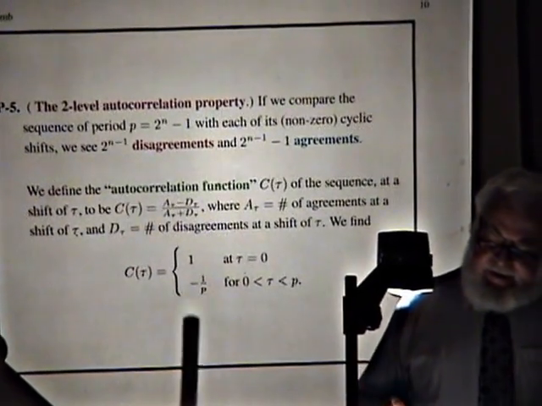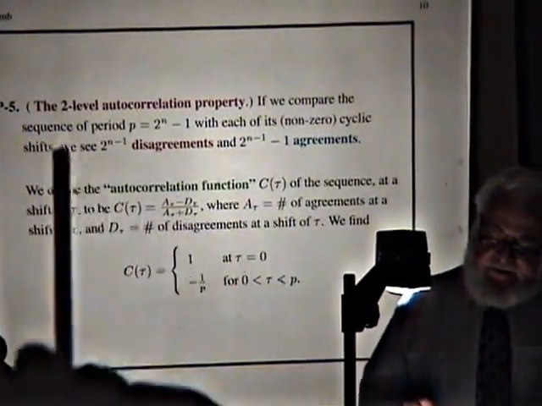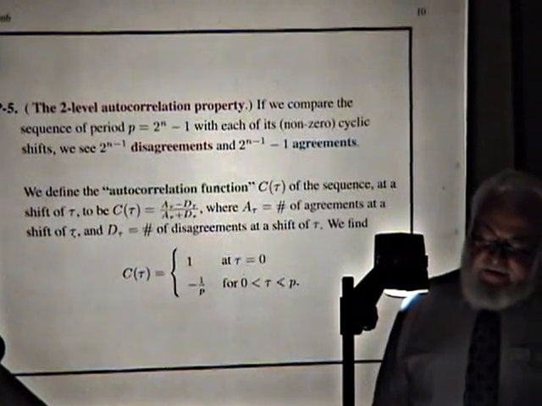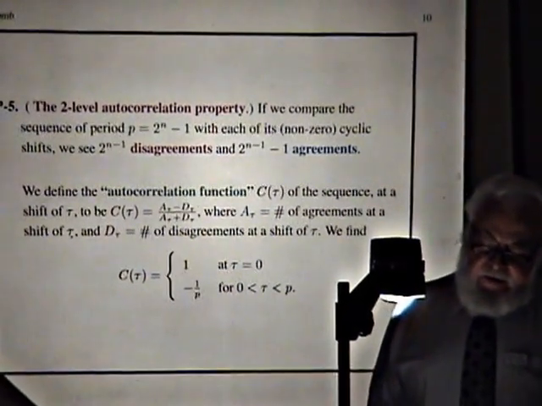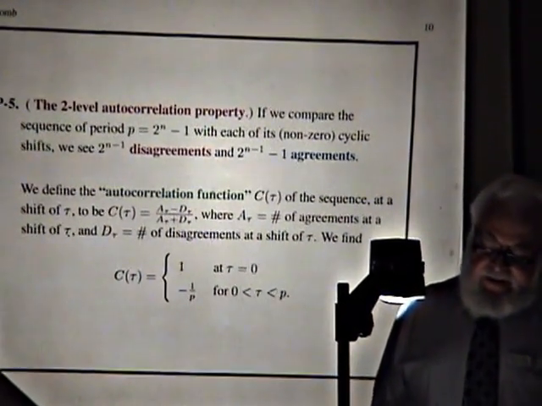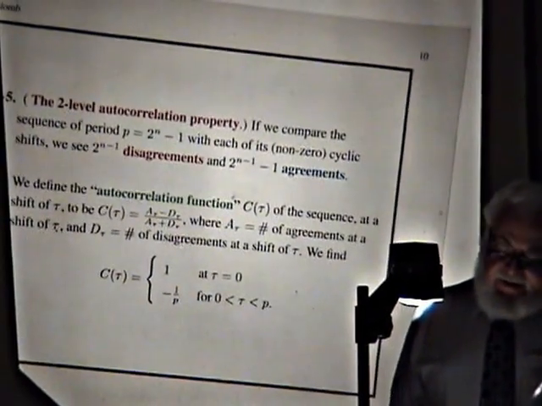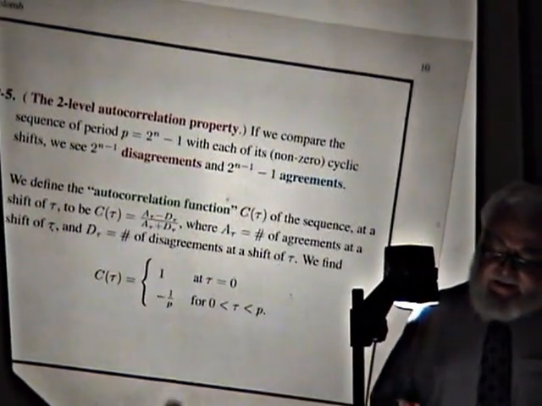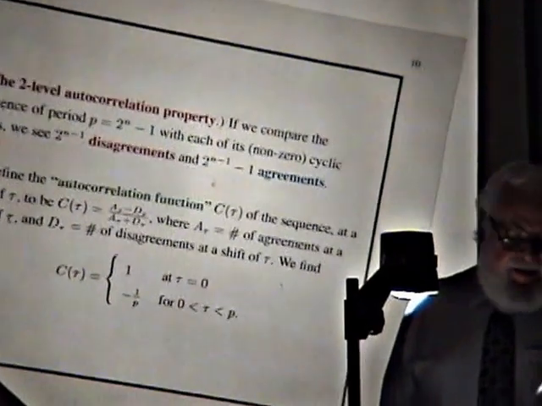These two values are why this is called two-level autocorrelation. There are other authors who call this perfect autocorrelation. The fact that this isn't exactly 0 makes me hesitate to use the term perfect.